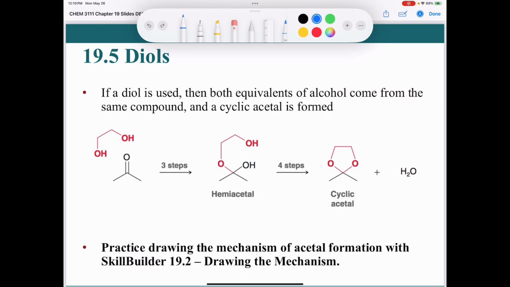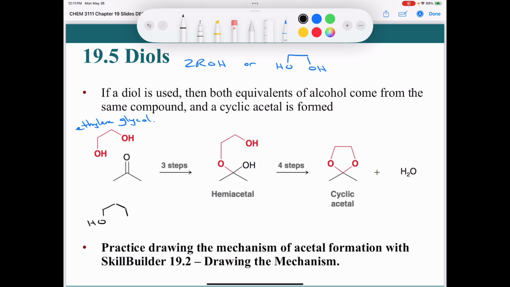Now, instead of using 2 equivalents of an alcohol, what if you used a compound that has 2 alcohol functional groups built right into it? This is what we call ethylene glycol, and you would have seen this compound in the alcohols chapter. Why not use that? Because then you end up with an acetal that is cyclic. You see that this R group and this R group are tied together, so they're tethered together, so we get a cyclic acetal.